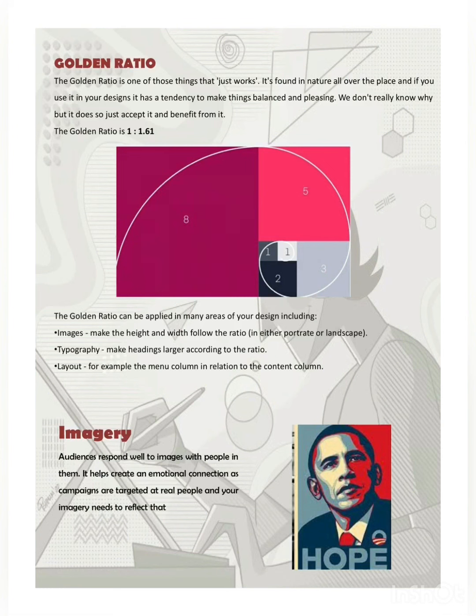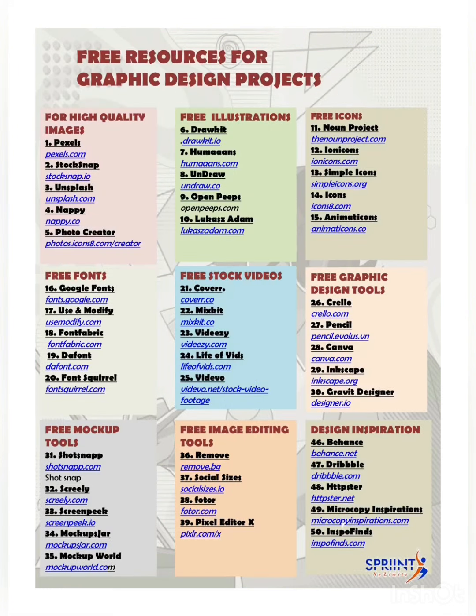Now, we're going to talk about some of the free sources for graphic design that you can actually use. You have where you can get high quality images. You can see you have Pexels, StockSnap. You also have free illustrations. You have the draw kits, OnDraw, OpenPips. For free stock videos, you have Cover Mix kits and VDZ. These are some of the resources that you're going to need for the graphic design that you're trying to get into.